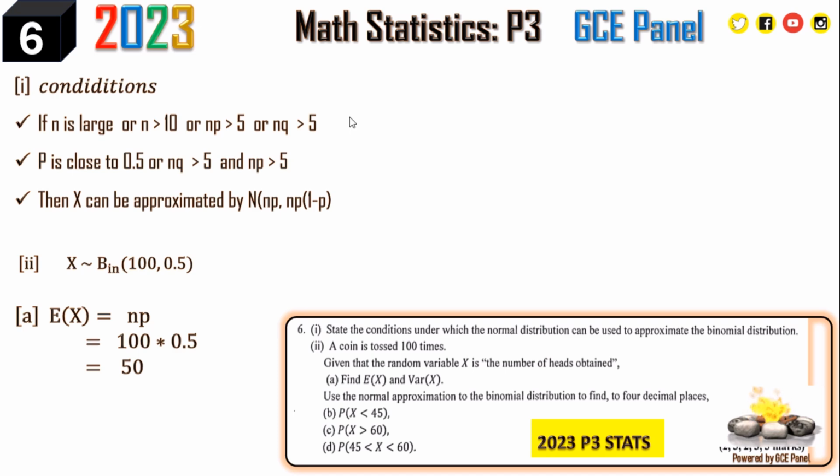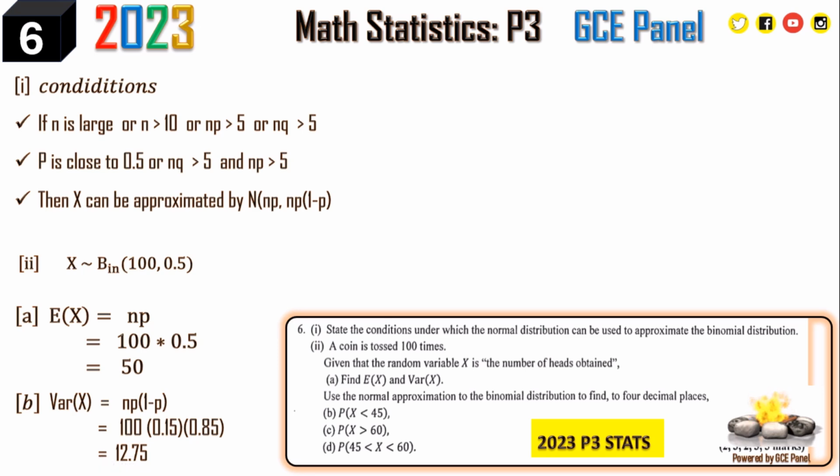For the variance, we have Var(x) is equal to npq, or np into 1 minus p. That's going to give us 100 into 0.15 into 0.85. So our variance is 12.7.